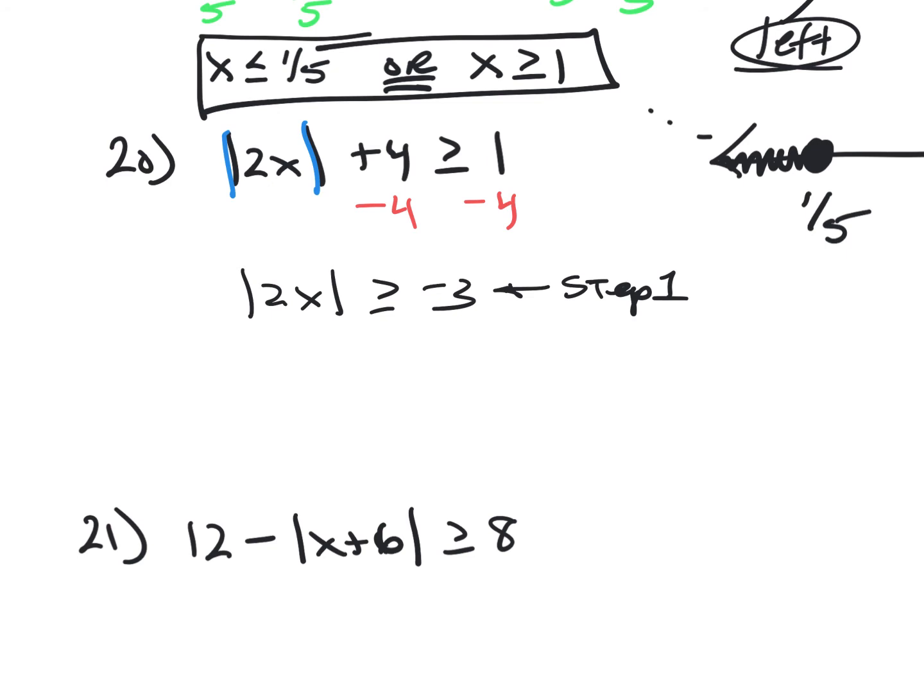Step 2 is to look for special cases. And don't we have a negative distance? So isn't this a special case? So we're going to use sign analysis to find out if it's all real numbers or no solution. When you take the absolute value of any number, no matter what it is, it's always going to come out positive. And is a positive number greater than or equal to a negative number?